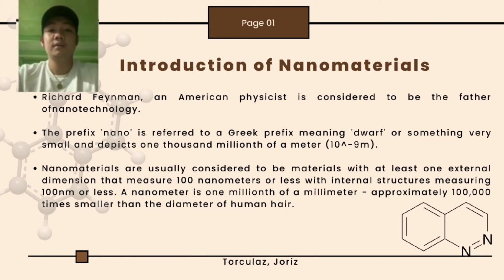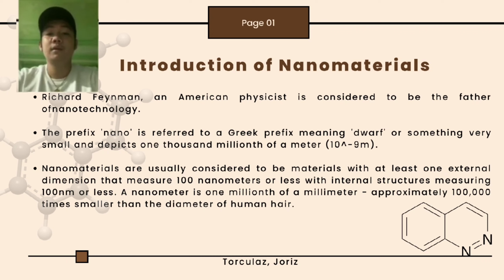Nanomaterial is a material with any internal or external structures on the nanoscale dimension. The prefix nano refers to a Greek prefix meaning dwarf or something very small and depicts 1,000 millionth of a meter, or 10 raised to negative 9 of a meter. Nanomaterials are usually considered to be materials with at least one external dimension that measures 100 nanometers or less, with external structures measuring 100 nm or less. A nanometer is 1 millionth of a millimeter, approximately 100,000 times smaller than the diameter of a human hair.